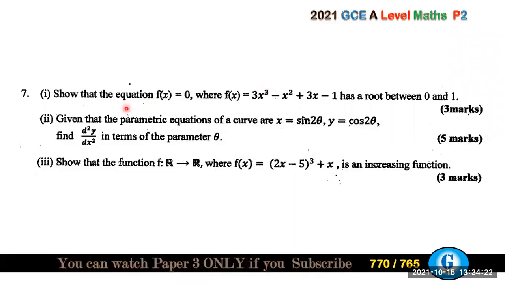The second part of the question reads, given that the parametric equations of a curve are x equals sine 2 theta and y equals cos 2 theta, find d squared y on d x squared in terms of the parameter theta. And part 3, show that the function f, where R is mapped onto R, the set of real numbers, where f of x equals 2x plus 5 to the power 3 plus x, is an increasing function. Let's see how we answer these questions, beginning with showing that the equation has a root between 0 and 1.